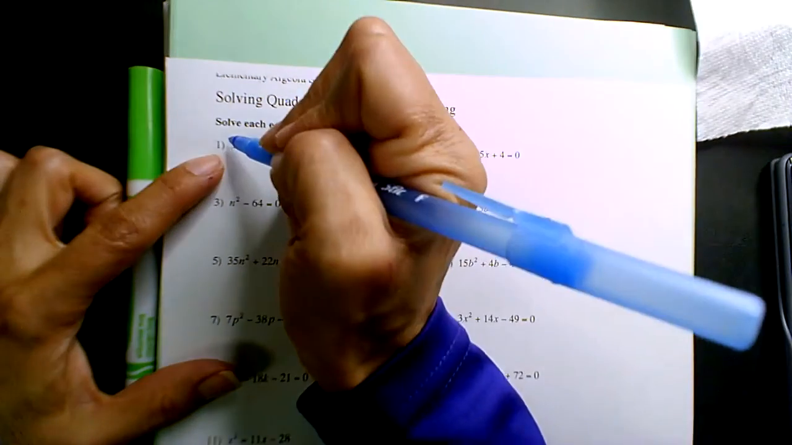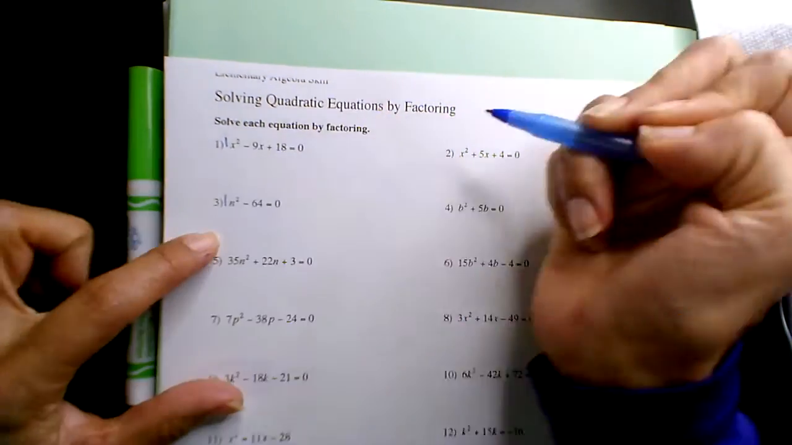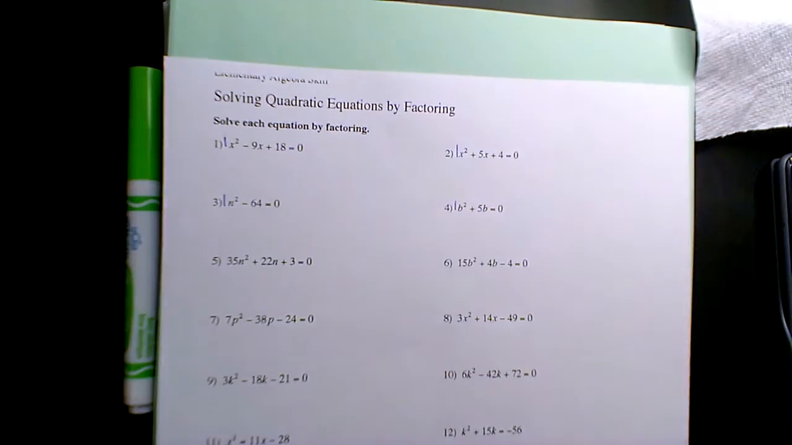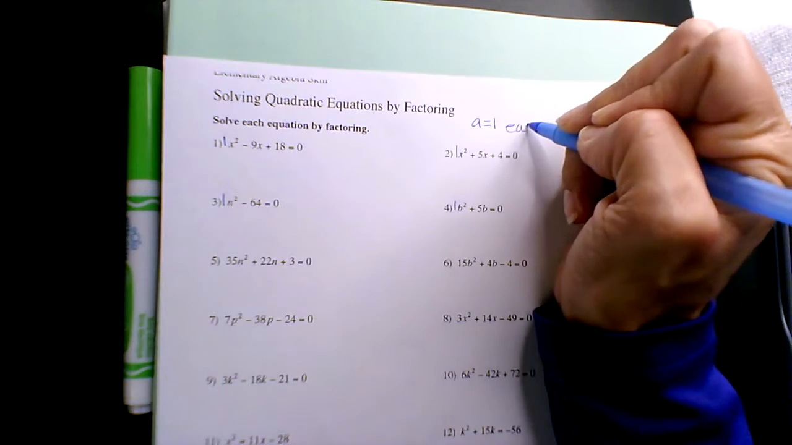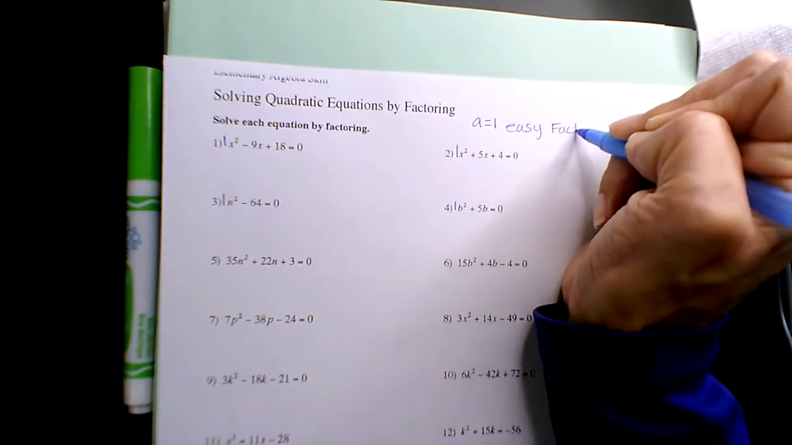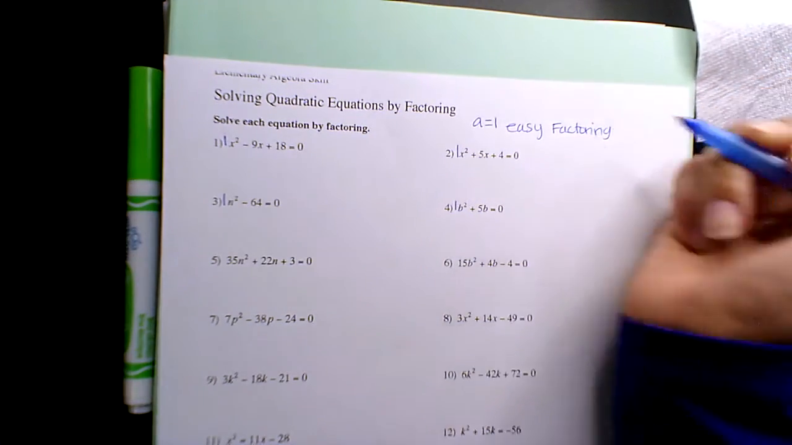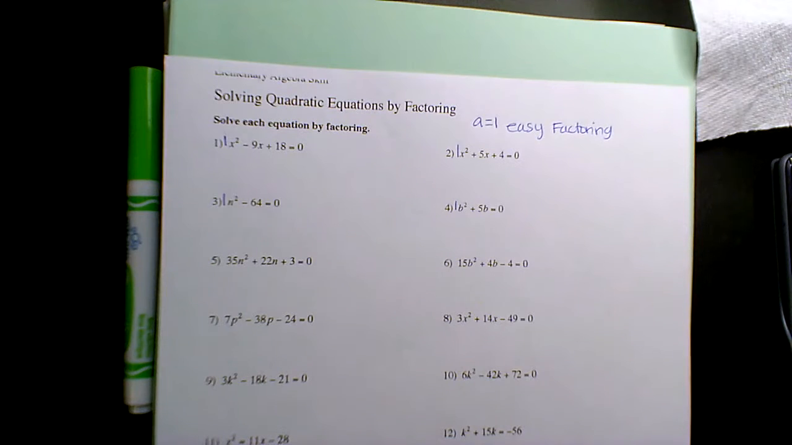Okay, the A value is 1 here. 1, positive 1, right? So when the A value is equal to 1, this is easy factoring. This is when you guys could use magic X and the two numbers that you find that satisfy the C and the B. You can go right into your binomial.